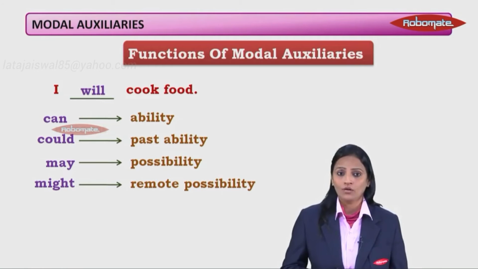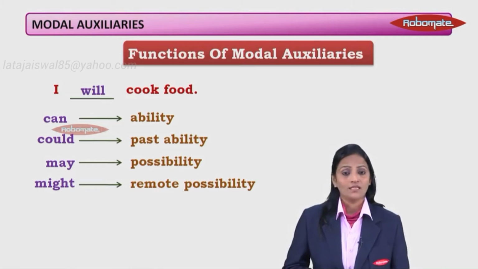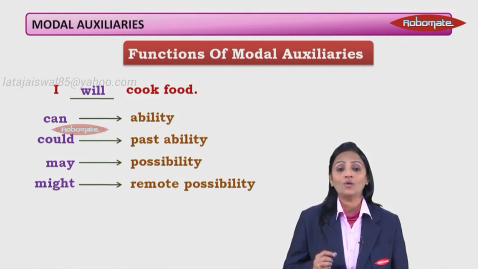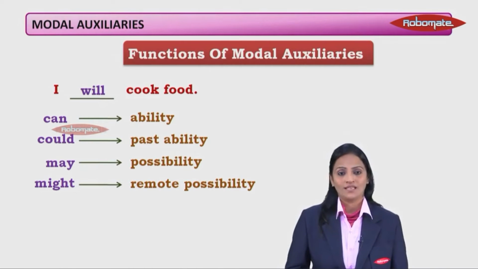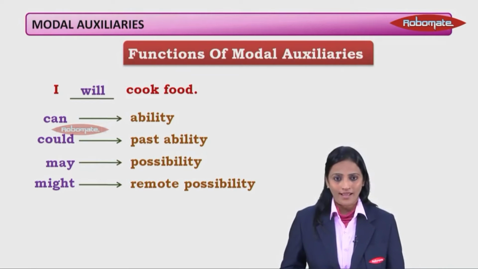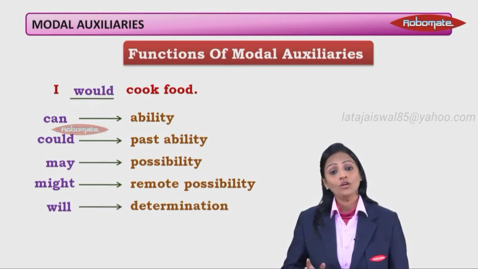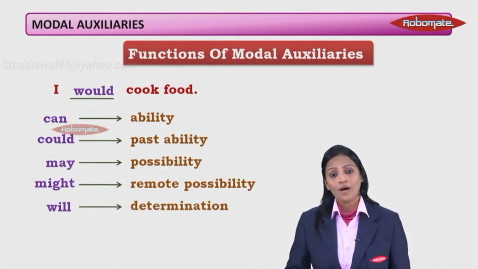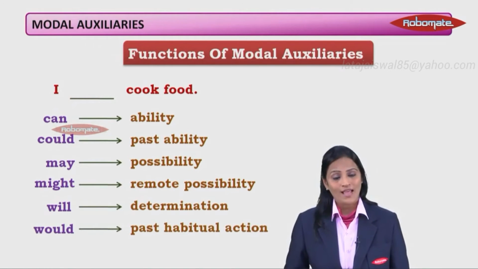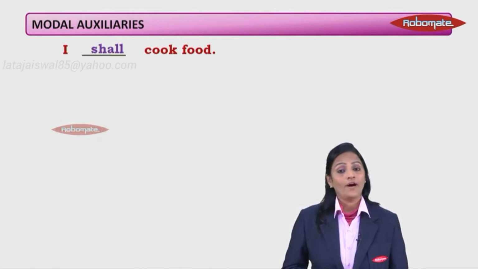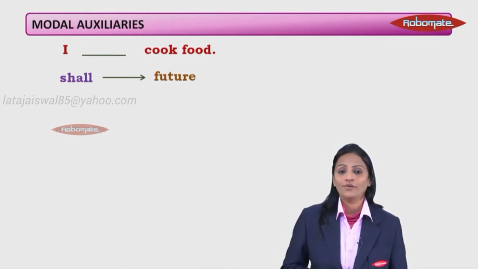Similarly, if I say I will cook food. Now, students, we know that in order to create a simple future tense, we use shall with I. If I say I shall cook food, it's just talking about a future tense. But if I use will with I, then it shows determination. But if I say I would cook food, that means at a particular time in the past, I would continuously do this action. So it is past habitual action. Further, if I say I shall cook food, then here it is simply a future tense.